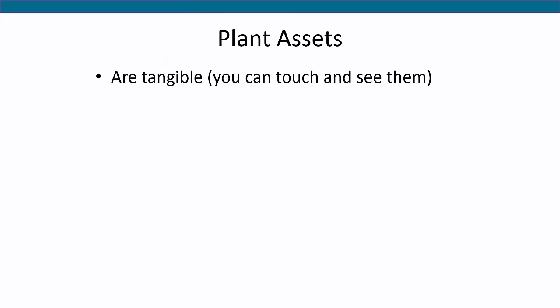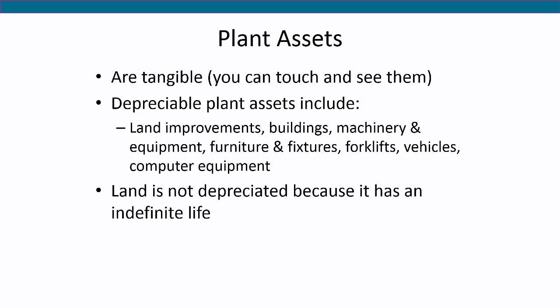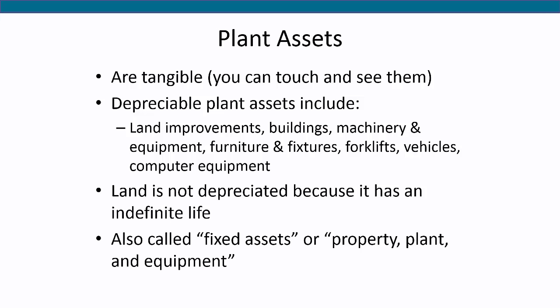Let's consider the first category, plant assets. Plant assets are tangible assets that are used actively in the operations of the entity. Plant assets make up a large part of assets on most balance sheets and are depreciated as we use them. The exception to this rule is the asset land, which is not depreciated because it has an indefinite life.